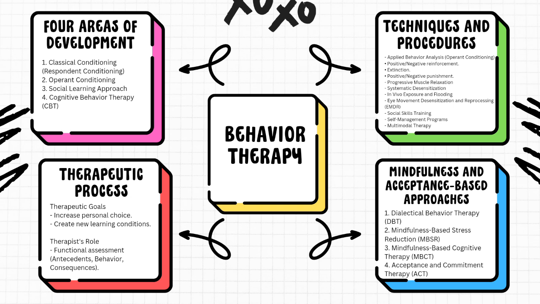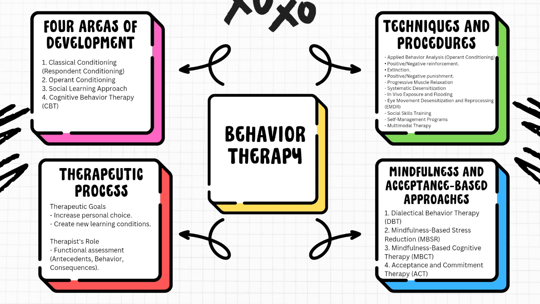Then we have systematic desensitization, which is gradually facing fears in a controlled way to reduce anxiety. Then we have exposure therapy and flooding. It is the intense exposure to feared situations to help overcome them. Then we have social skills training. It is learning how to interact effectively in social situations. Then we have self-management programs. It is teaching clients how to set goals and take control of their behavior.